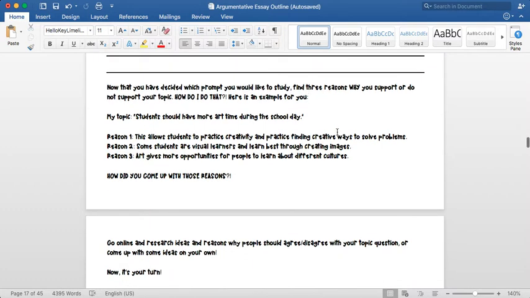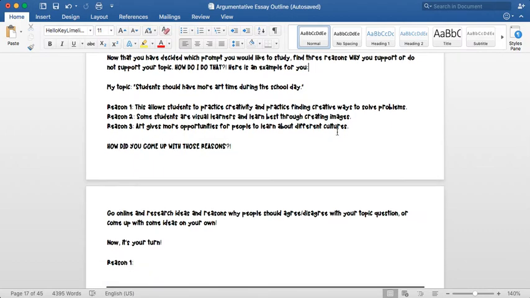So reason 1, this allows students to practice creativity and practice finding creative ways to solve problems. That's reason number 1. Why schools should have more art time. Reason 2, some students are visual learners and learn best through creating images. And reason 3, art gives more opportunities for people to learn about different cultures. Bam! 3 reasons about how or why students should have more art time during the school day. Now, my essay is outlined and the reader knows exactly what my essay is going to be about, what I'm going to be talking about, the reasons behind it.